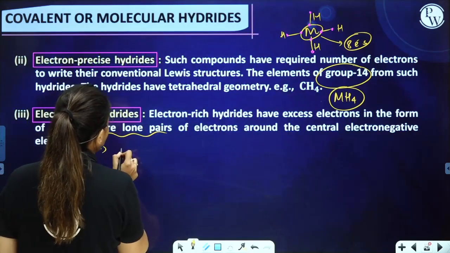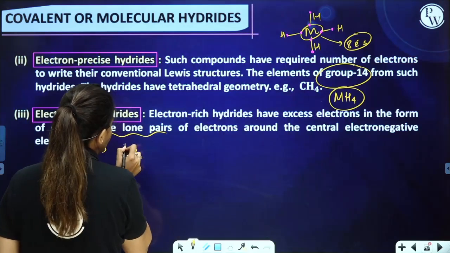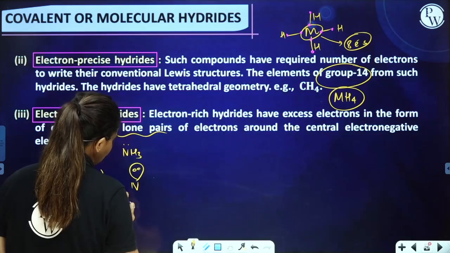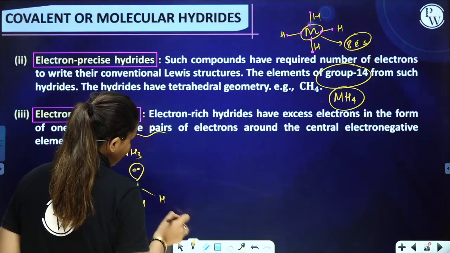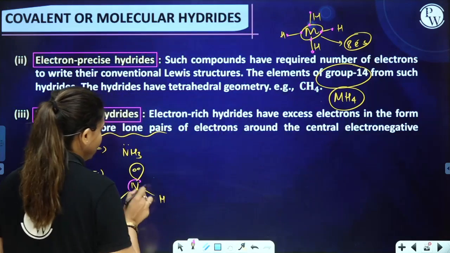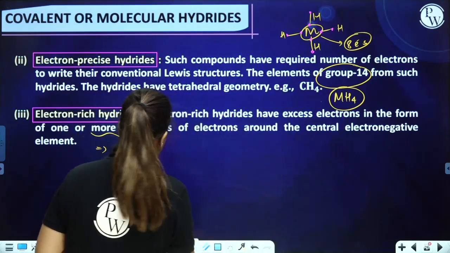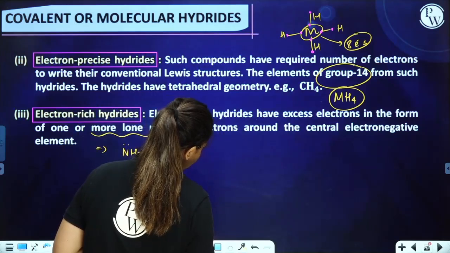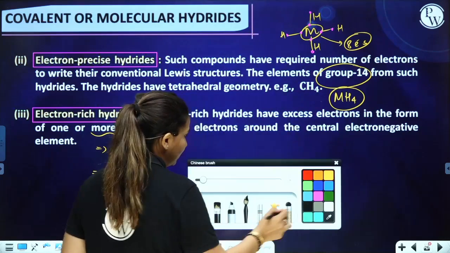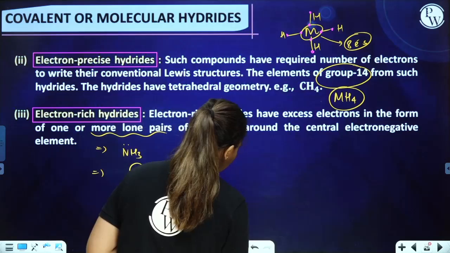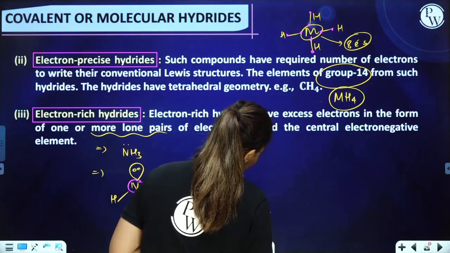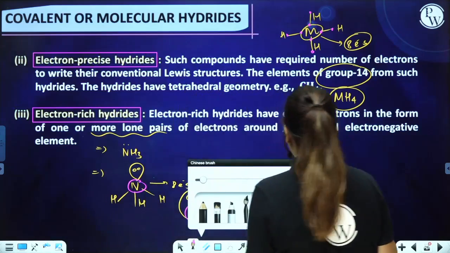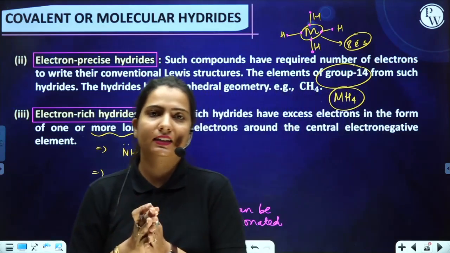Let's say I have a compound which is ammonia. See, if I make the structure of ammonia, it will be like this. This nitrogen is surrounded by 8 electrons, in which 6 are bonding electrons plus 1 lone pair. So this one lone pair can be donated. That's why it is considered electron rich.